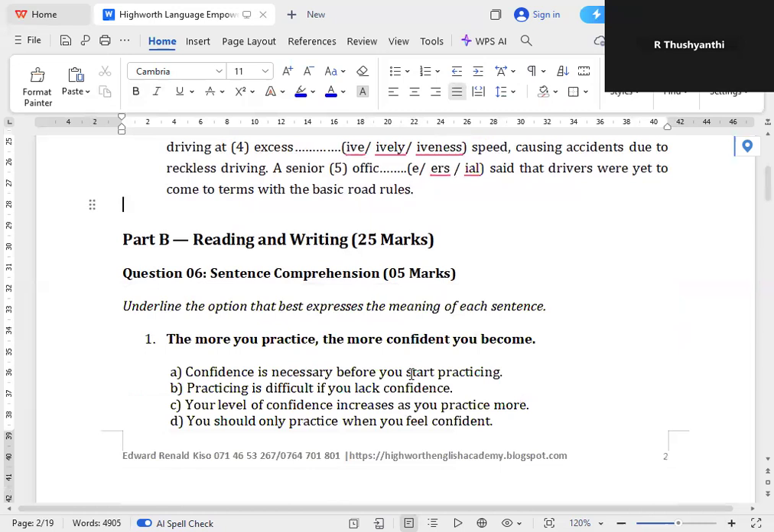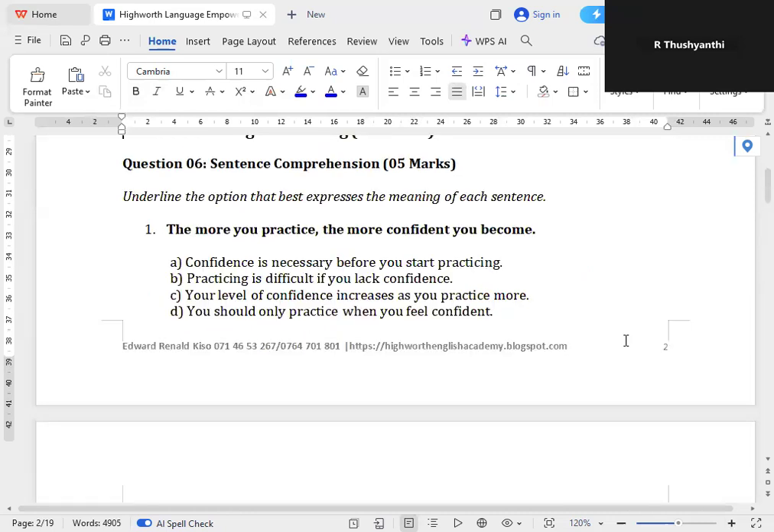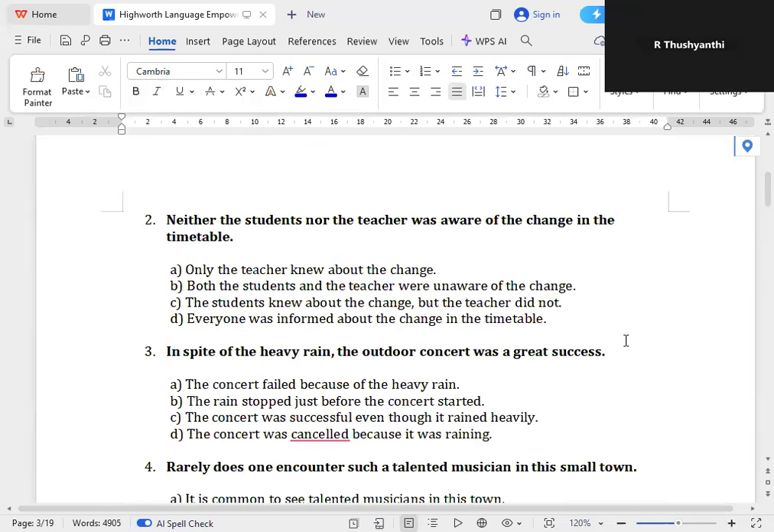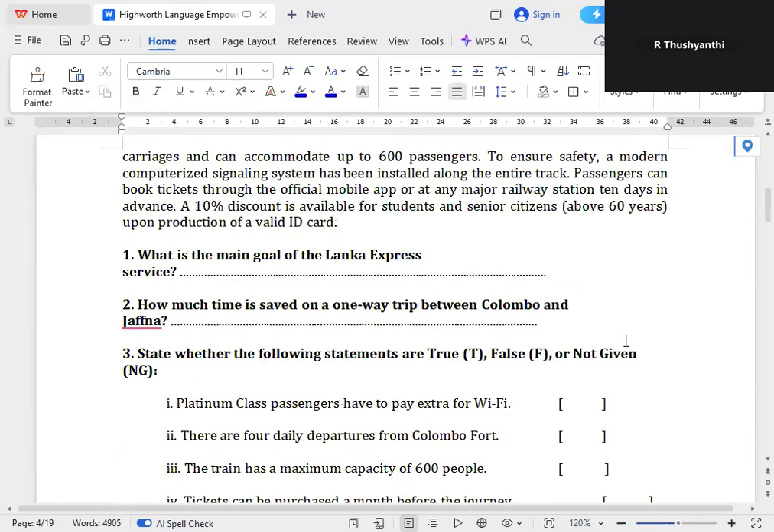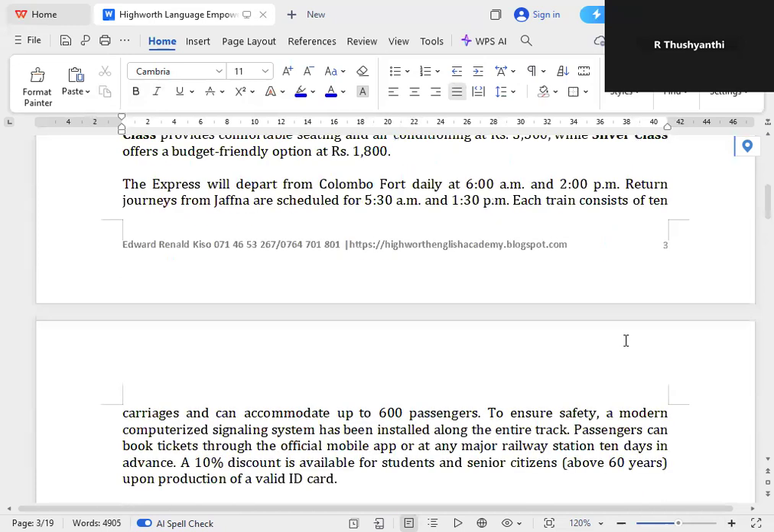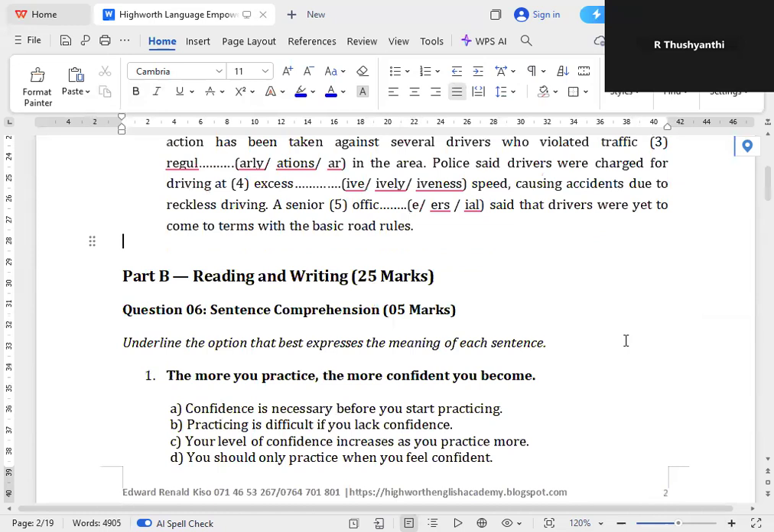Now let's come to the B part. The B part, reading and writing. 25 marks are there. Question number 6, 5 marks. And number 7, 10 marks. And again for the paragraph, 10 marks. Altogether, 25 marks. Easily you can score 25 marks there. Let's see the first one.